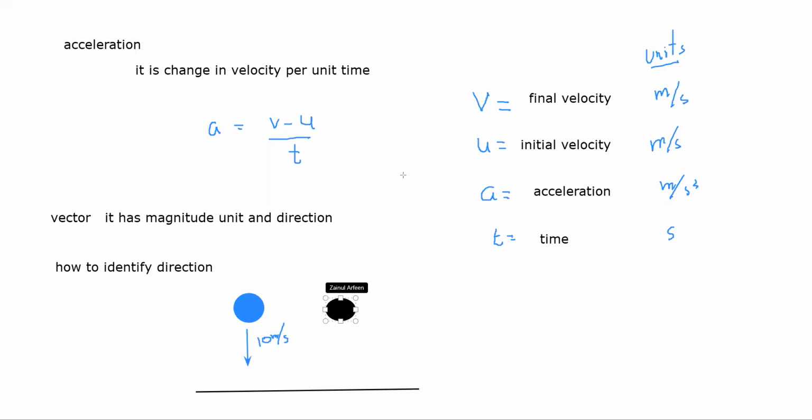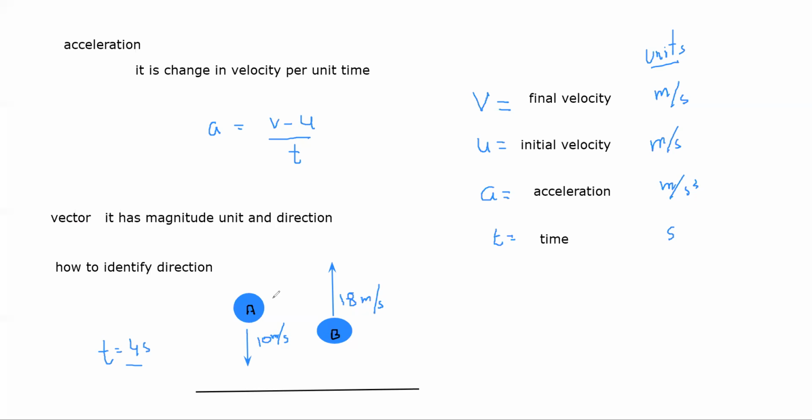After hitting the surface, the object bounced back with a speed of 18 meter per second. And the question is, find the acceleration given the time interval it took to change the velocity. It took, for example, 4 seconds to change the velocity, moving from position A to position B.